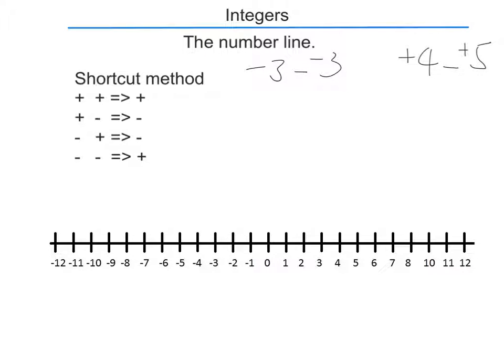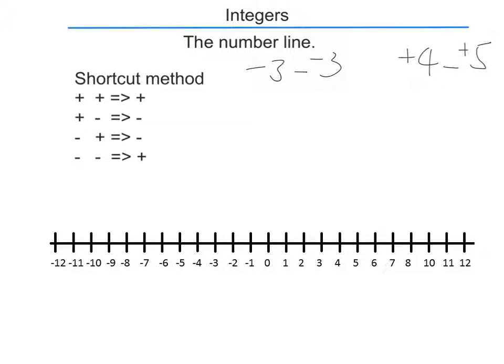So what we do is we try to simplify it by getting rid of as many positives and negatives as we can. One of the things you might have noticed is that if you've got two positives together, that's equivalent to going in the positive direction. If you've got two negatives, that's the same as going in the positive direction as well. If you have a negative and a positive, or a positive and a negative, that's the same as going in the negative direction. So let's see how that works.